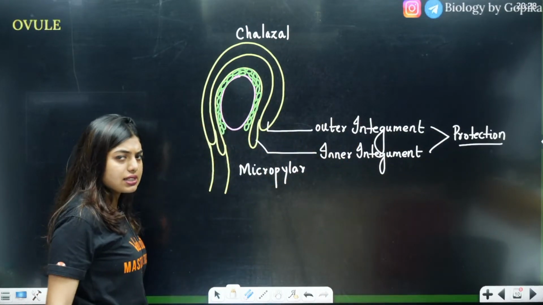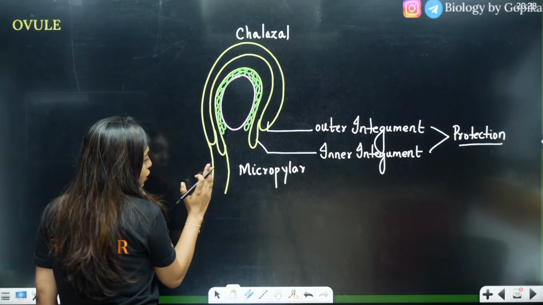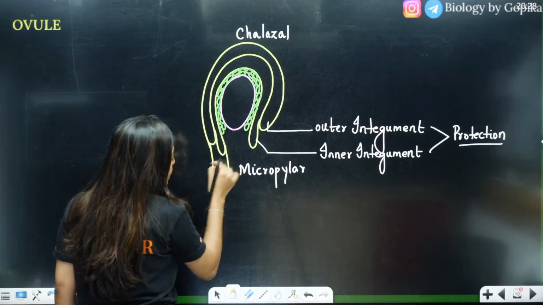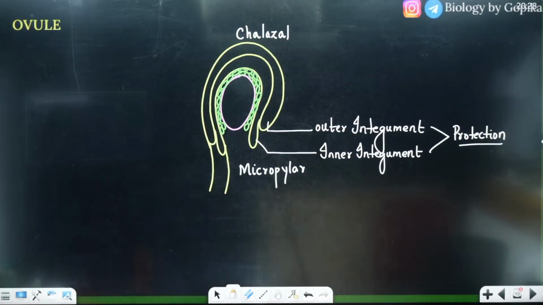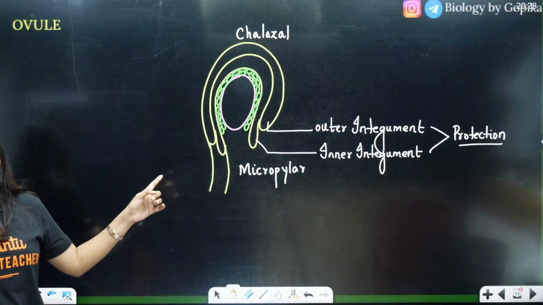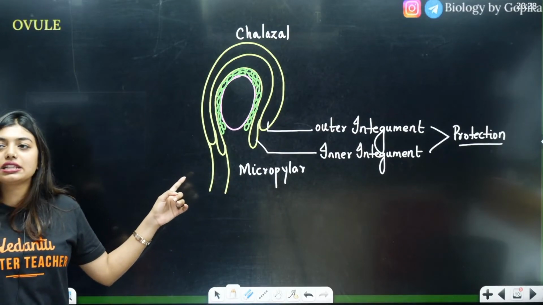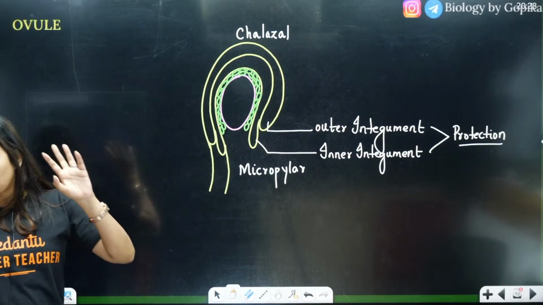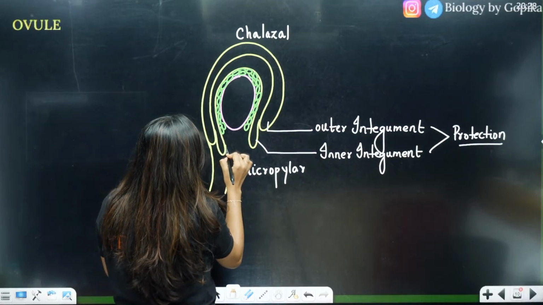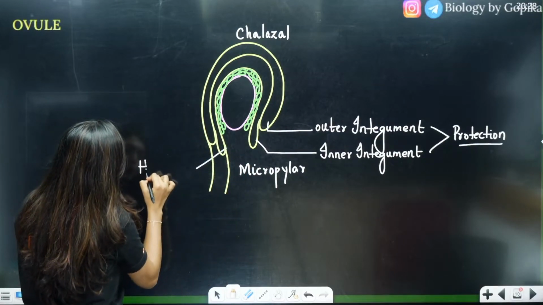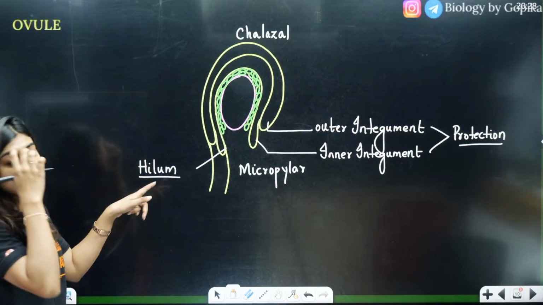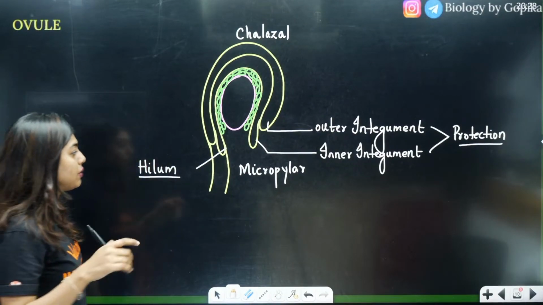Inside this embryo sac, as I told you. Now, students, there is an attachment of the funicle with the ovule, with the integuments, that is called the hilum. In my diagram it is not that visible, but I'll show you the diagram so that you will understand. There is a small portion where the funicle is attaching, which we call the hilum. This hilum is going to be persistent in your seed. In the seed also we will be able to see this.